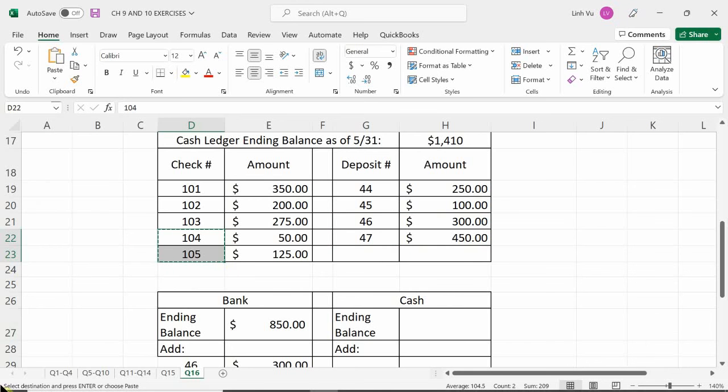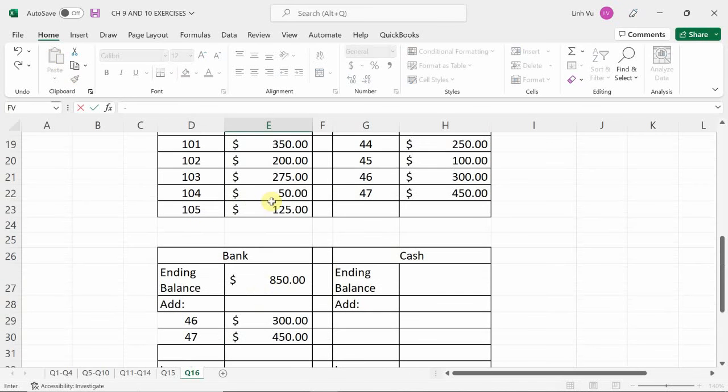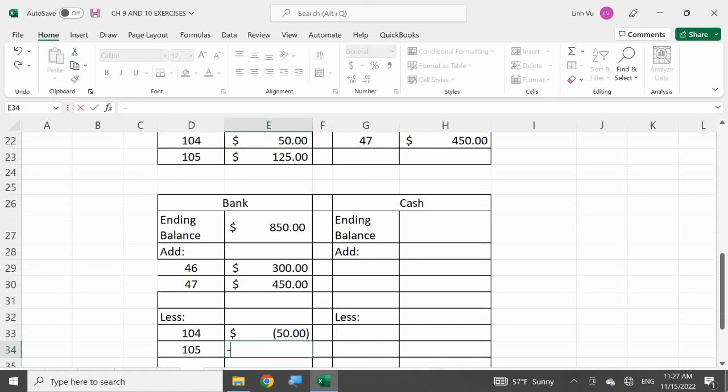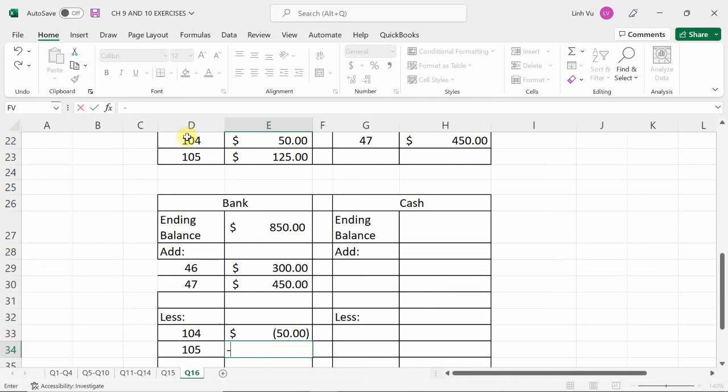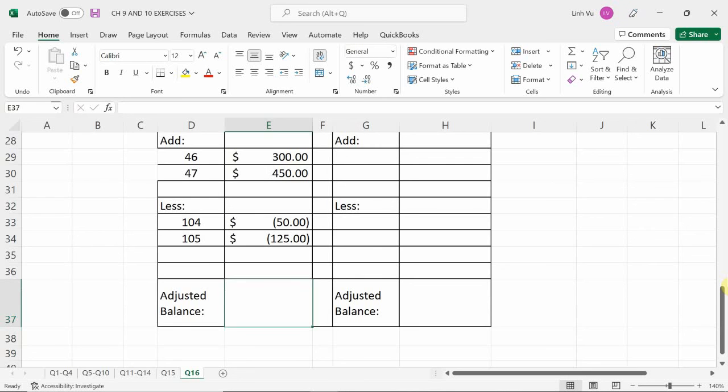So this is going to be things that are going to be subtracted out from my bank account, right? I'm going to subtract out check number 104 for $50, and I'm going to subtract out check number 105 at $125. Okay? So therefore, what should be my adjusted balance?